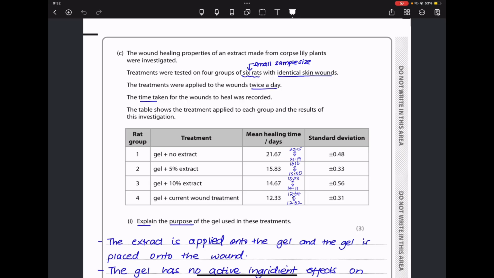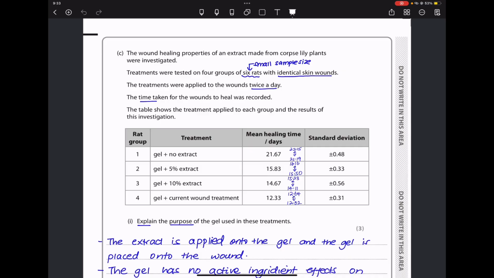In part C, the wound healing properties of an extract made from corpse lily plants were investigated. Treatments were tested on 4 groups of 6 rats with identical skin wounds. Now they're just 6 rats, so you can see the sample size could be small. The treatments were applied to the wounds twice a day. The time taken for the wounds to heal was recorded. The table shows the treatments applied to each group and the results of this investigation.